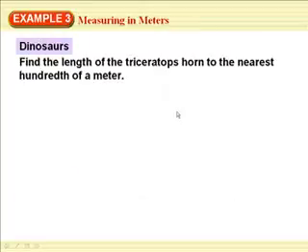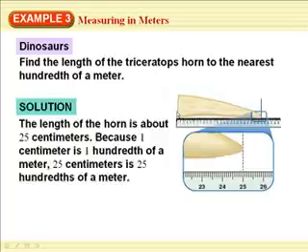Find the length of the Triceratops horn to the nearest 100th of a meter. Okay, so there's a meter stick. There's his horn, and 1 centimeter is 1/100th of a meter. The length of it is about 25 centimeters. Notice it goes right to 25, and this is showing that they blew up this part of the picture so you can see it clearer. So there's the dotted line. It's going at 25 centimeters.